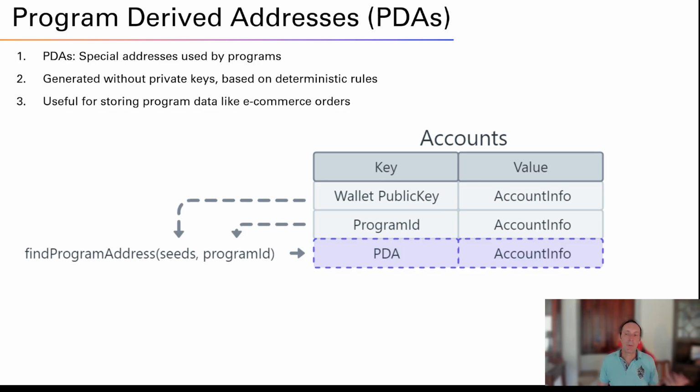In our example, the PDAs will store, as I was saying, order data for our e-commerce platform, and these addresses help avoid having to keep track of all the addresses. Why? Because the only thing you need is the seeds. If you know how to generate the address, that's the only thing you need. You don't need to keep track of all the addresses that have been generated, which is super useful, because otherwise this would become a massive headache.